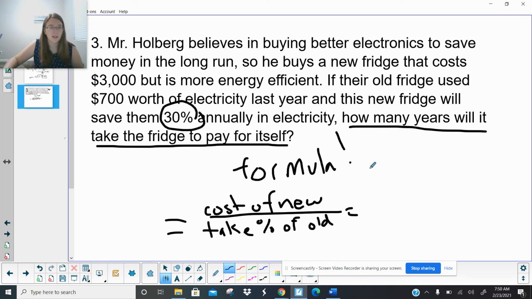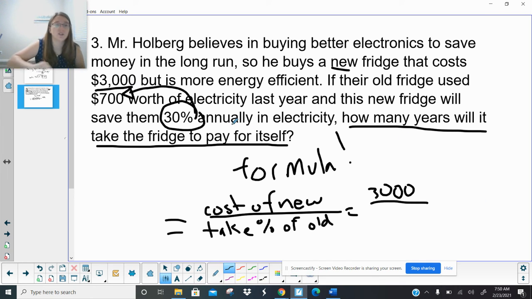I'm going to go through it. Cost of new is 3,000. It says it right there, new, read. That's all I've got to tell you. On the bottom, then we are doing 30% of 700. So 30% of 700. Once again, guys, by now, we should know how to do this.